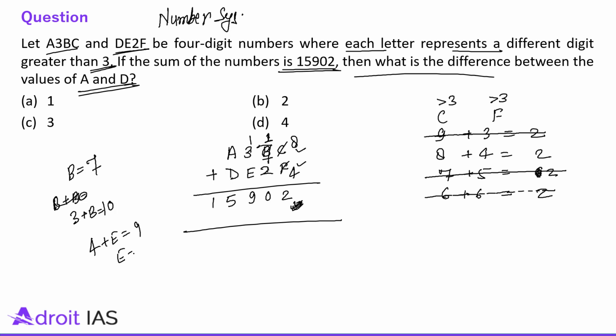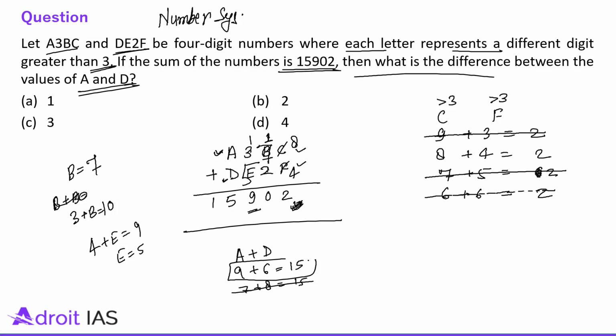It means e has to be 5, right? So e is 5. So 1 plus 3 plus 5 is 9. Now a plus d is 15, right? So 9 plus 6 is 15. 7 plus 8 is 15, right? But 7 and 8 can't be taken because 7 is b and 8 is c. So this pair can't be taken.